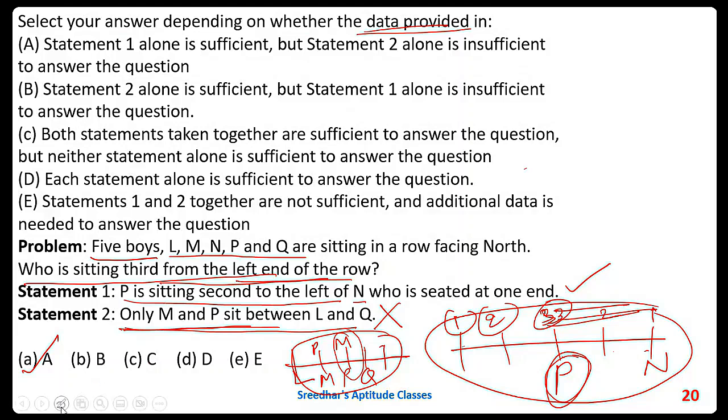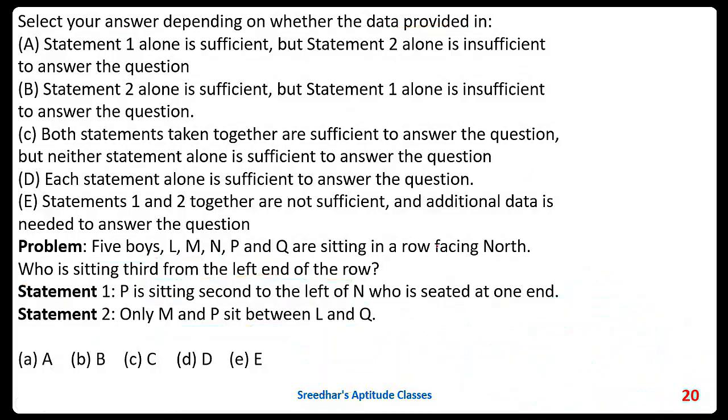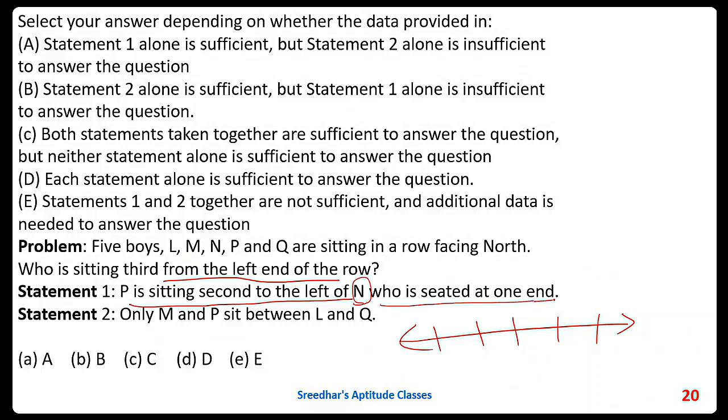Pragna is asking, can you explain statement one? Okay. See, statement one is saying that first of all, five boys are sitting in a row facing north. One, two, three, four, five. And the question is, who is sitting third from the left end of the row? P is second to the left of N, who is seated at one end. So N is here and P is second to the left of N, right?